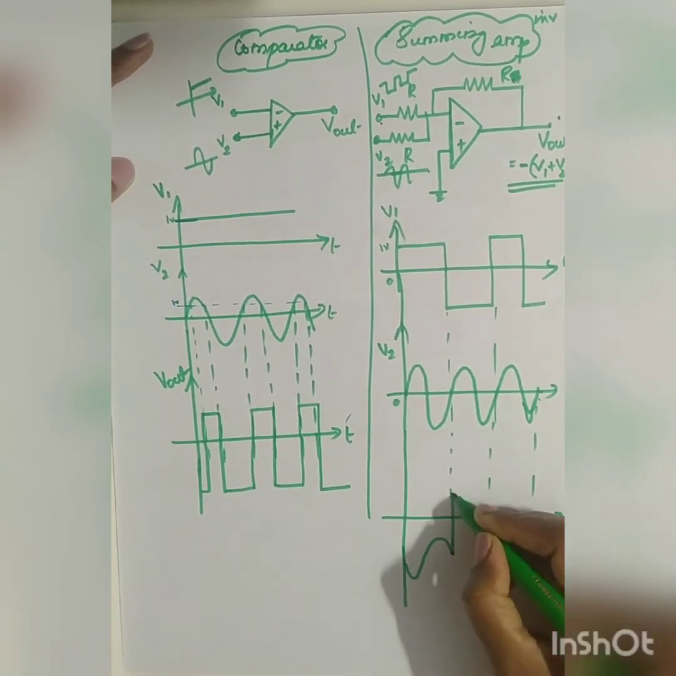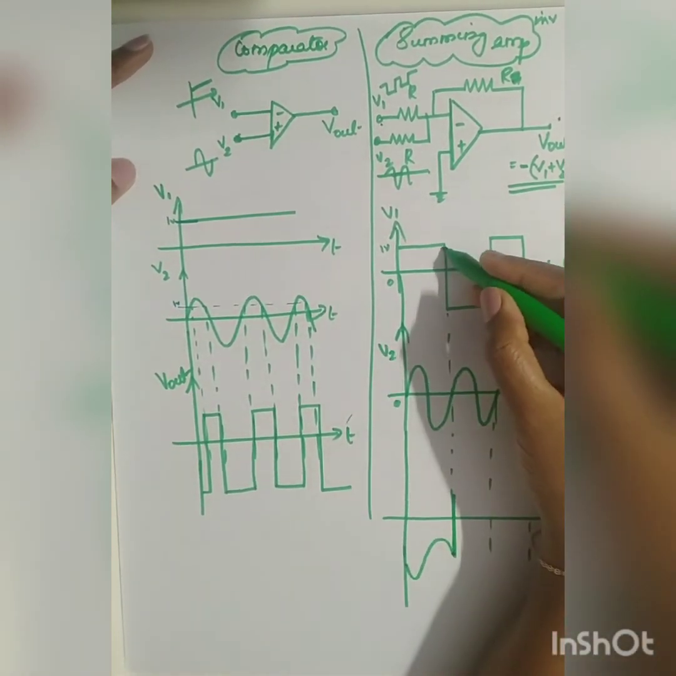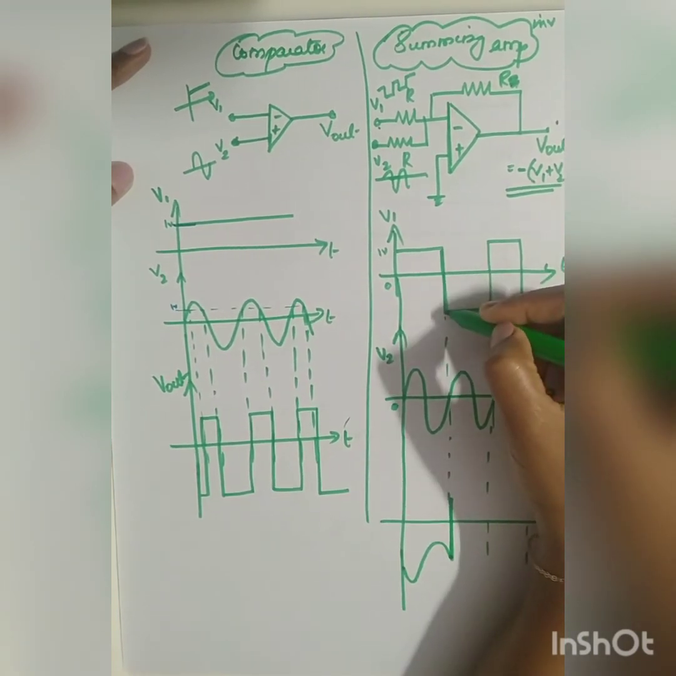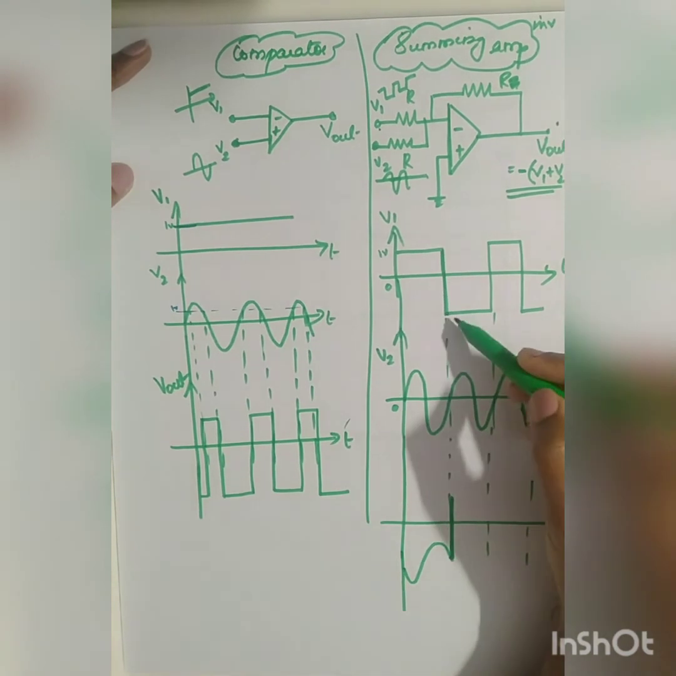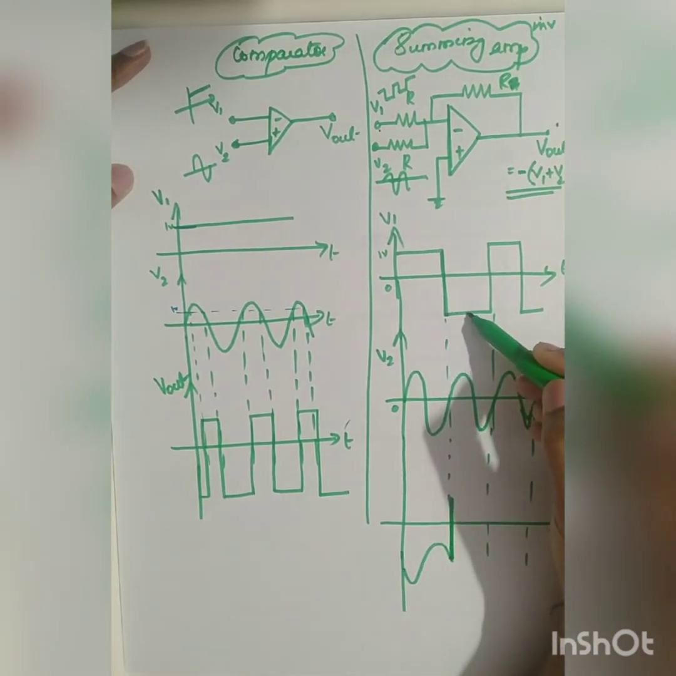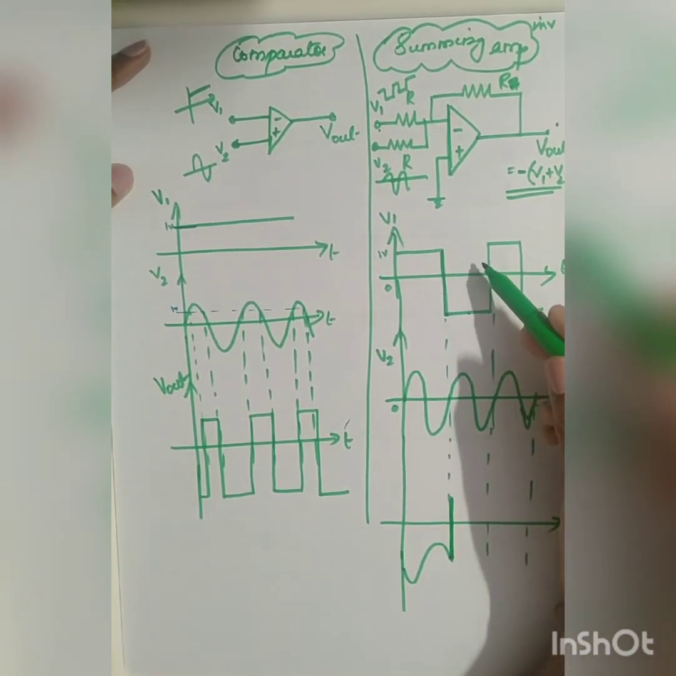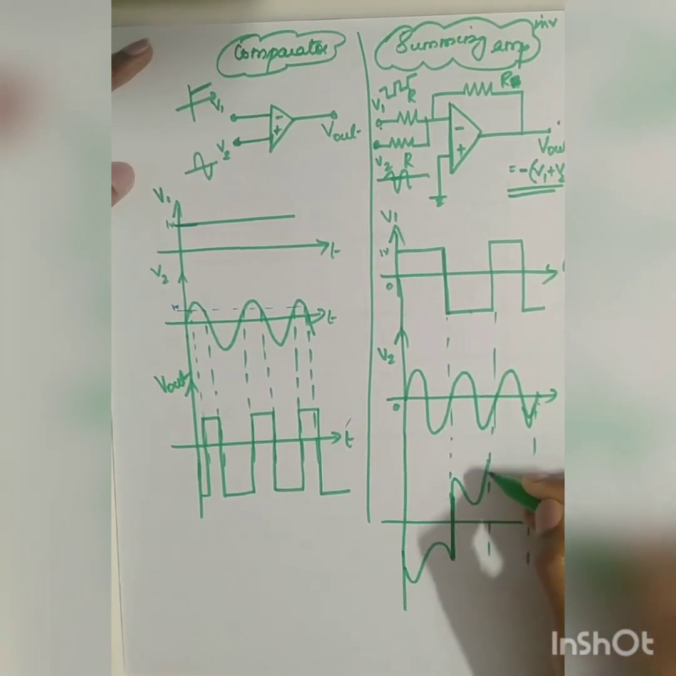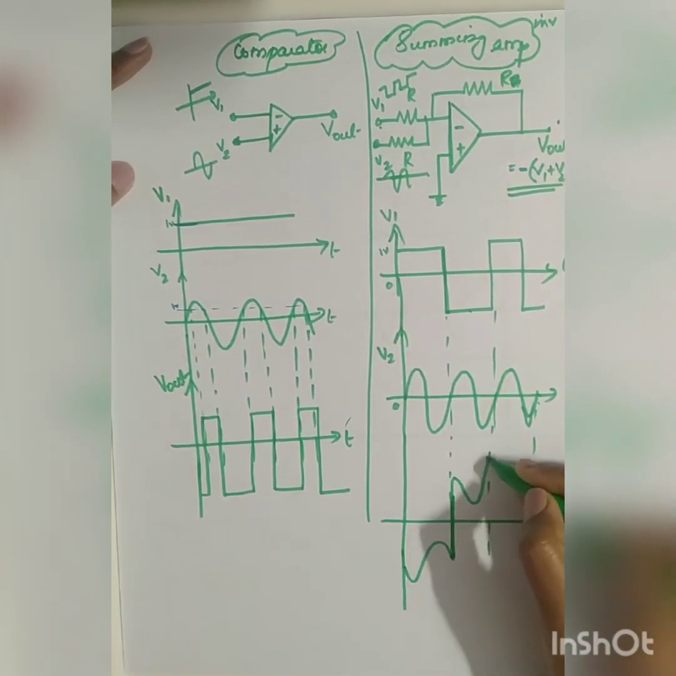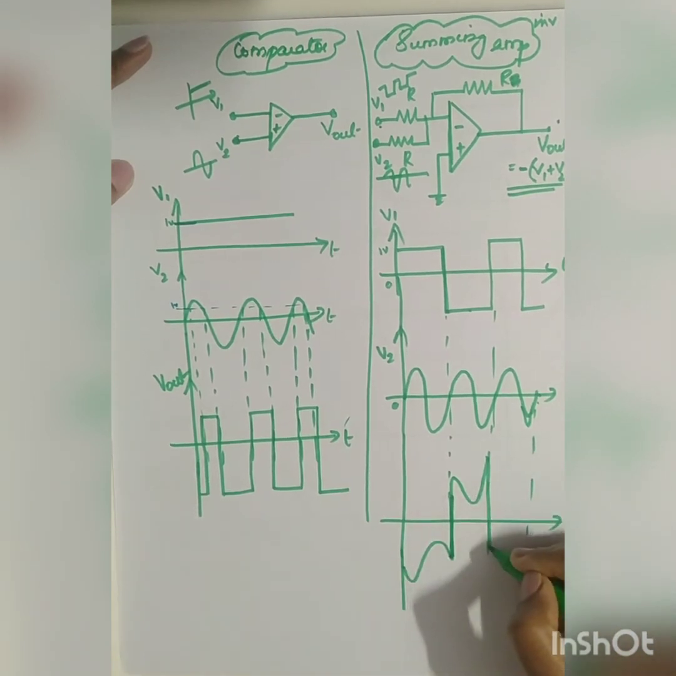Now whenever you have a transition, you will not get a signal. So this will be your transition period. Again, when your input is negative, you will be getting your addition on the positive side. So this will be your signal. It goes on in this way.